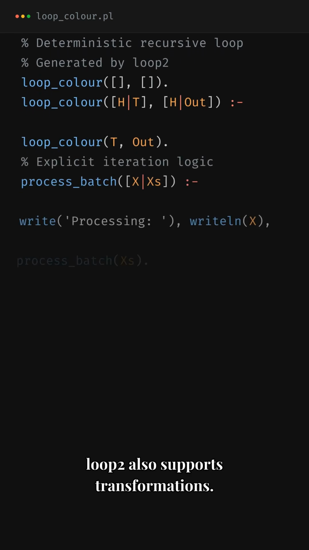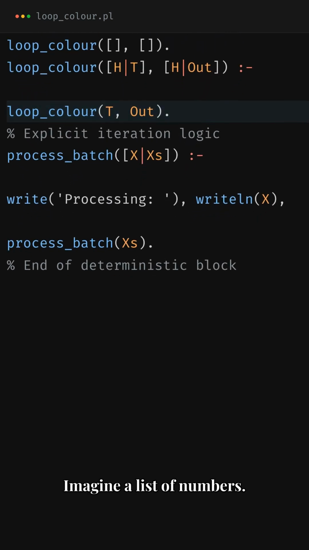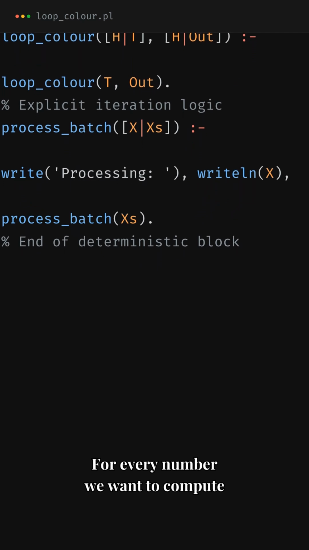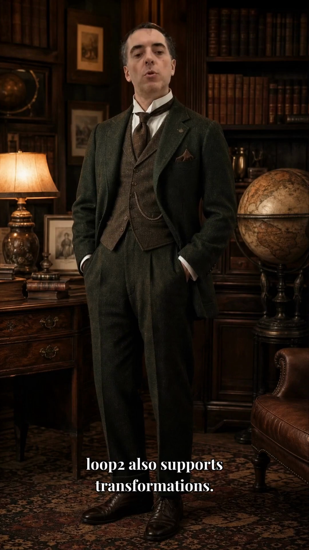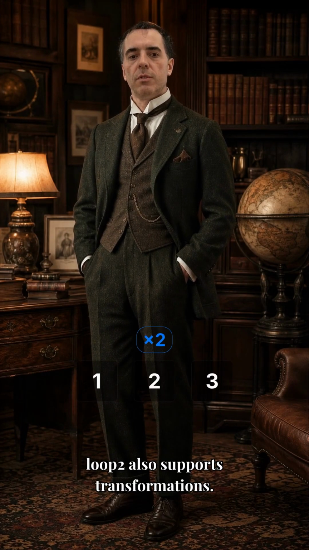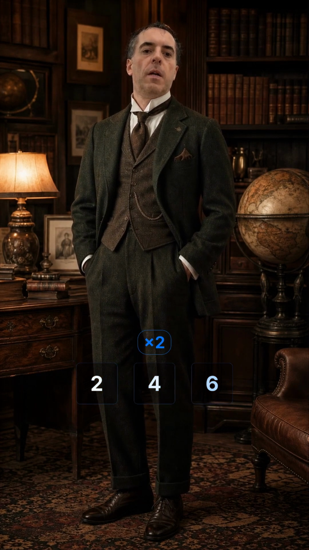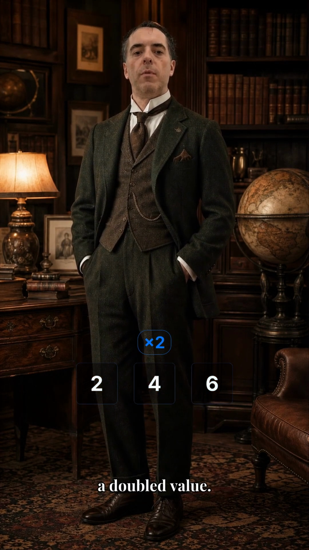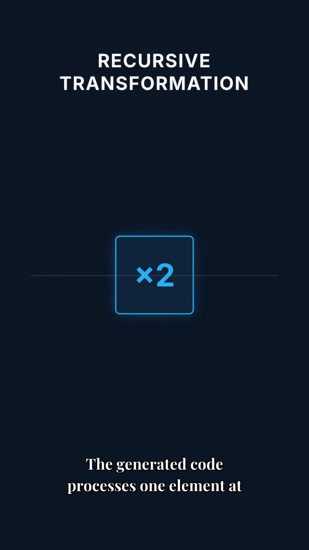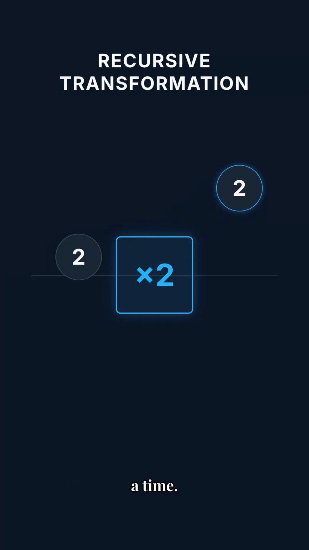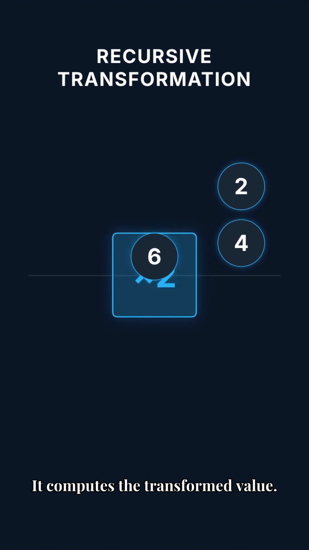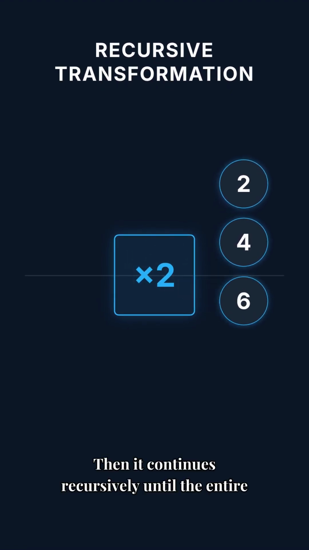Loop2 also supports transformations. Imagine a list of numbers. For every number we want to compute a doubled value. The generated code processes one element at a time. It computes the transformed value. Then it continues recursively until the entire list has been processed.